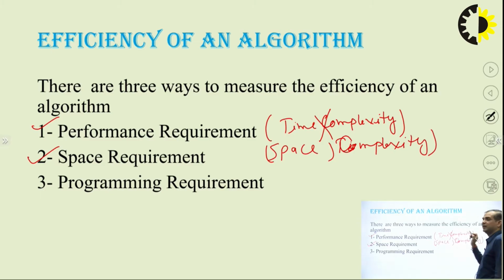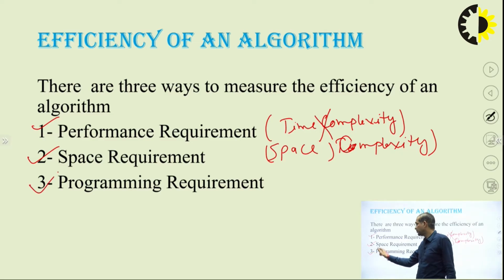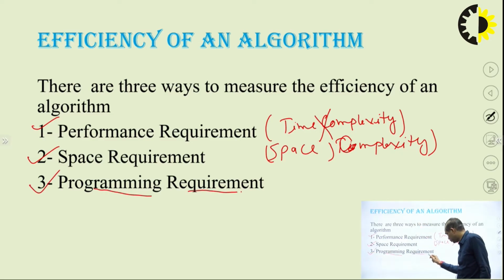Next one is the space complexity. But nowadays, what is our requirement? Our requirement is the programming requirement, that we have to write an algorithm which will take the minimum amount of time and the minimum amount of space. It will depend on the programming requirements.